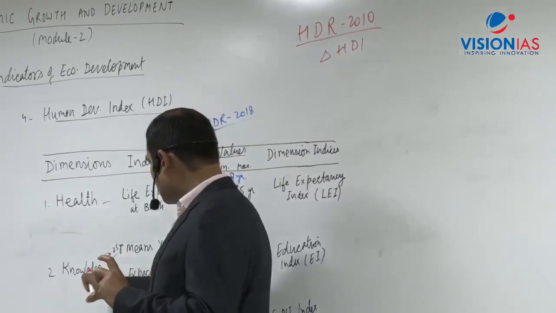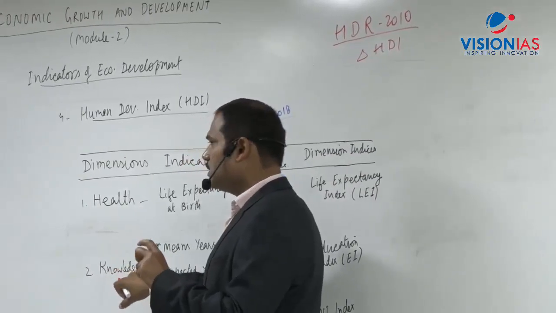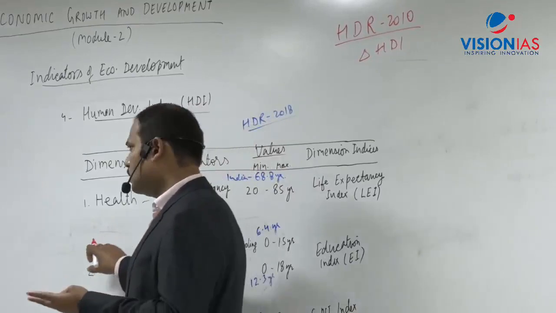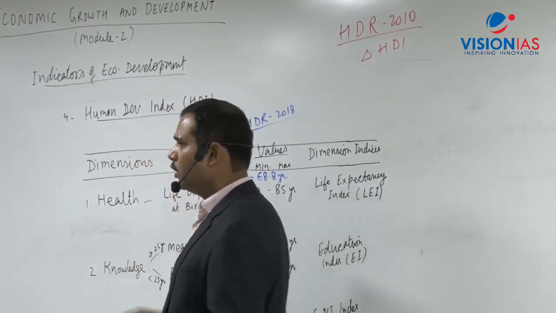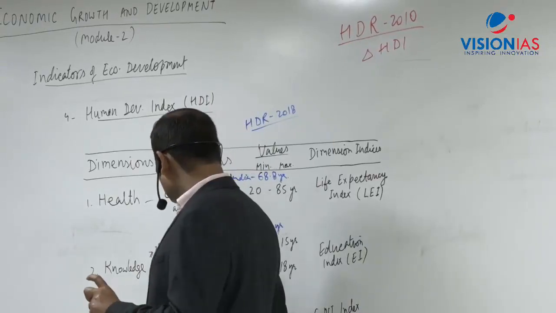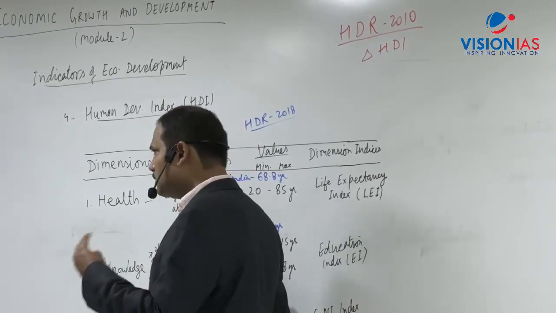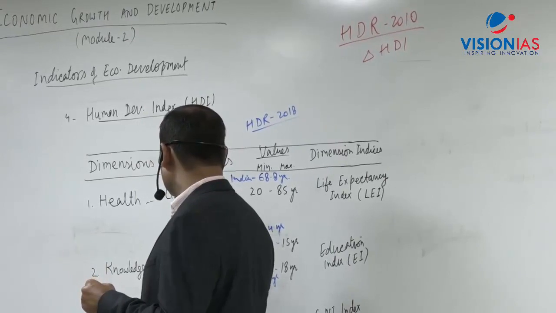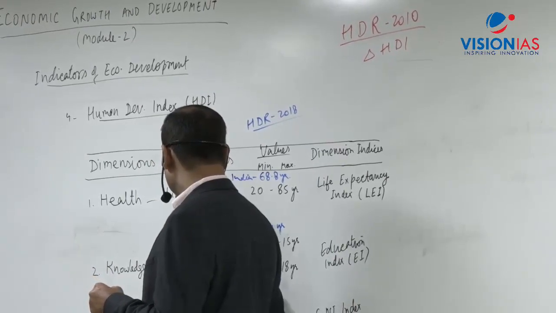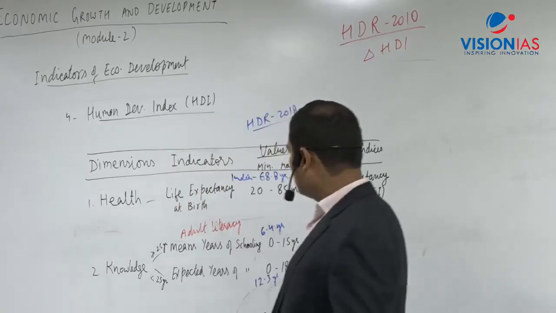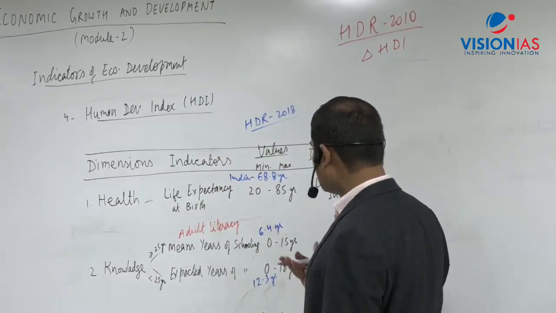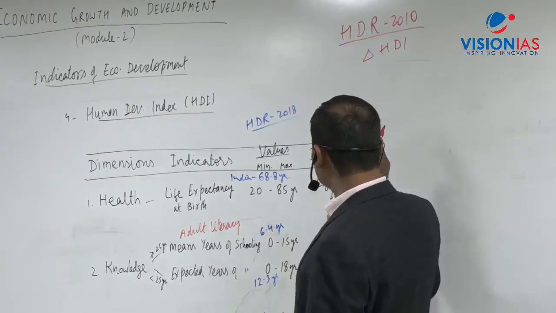So this knowledge was measured, or it is usually called education. Now they are using the word knowledge. Knowledge and education may be used interchangeably, but currently they are writing knowledge. Earlier, knowledge for adults was measured by adult literacy. Okay, so you may mention it just for understanding. Earlier there was adult literacy.